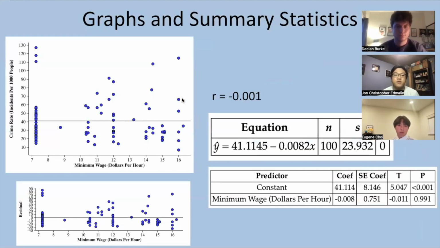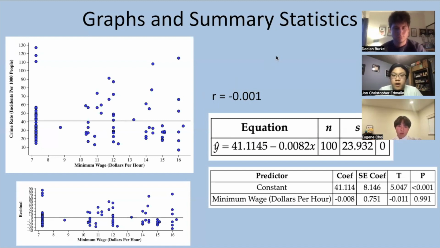So here are our graphs and summary statistics. From that graph, which has crime rate of incidents per 1,000 people on the y-axis and a minimum wage of dollars per hour on the x-axis, our correlation coefficient is negative 0.001, which means it is a negative association, but a very, very weak one.